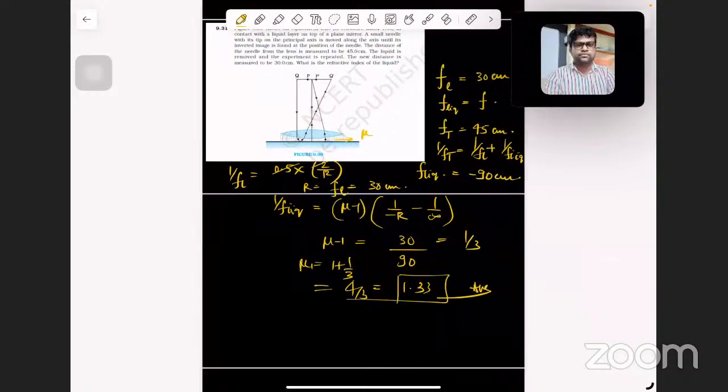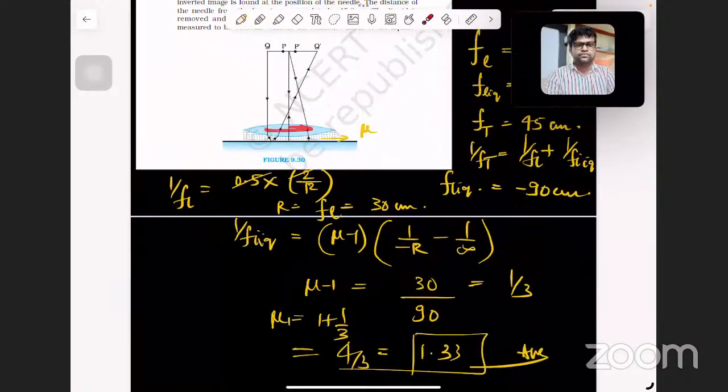It's a great question. We just applied the lens maker's formula to this convex lens and this surface of liquid, thinking of it as a plano-concave lens.